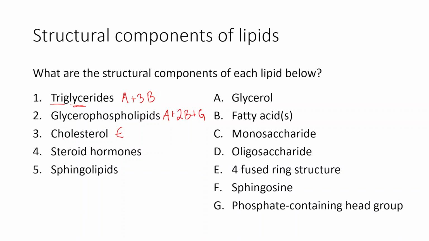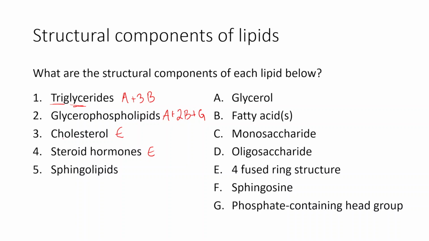So let's jump right into number 4. What does number 4 structure look like? Yeah, also E, excellent. Same 4-ring fused structure, makes cholesterol and steroid hormones. They have a lot in common structurally.